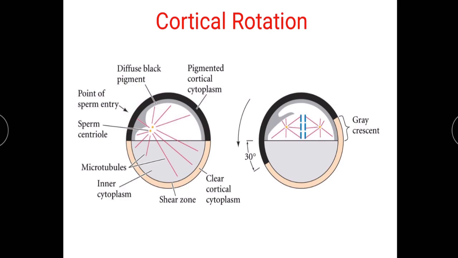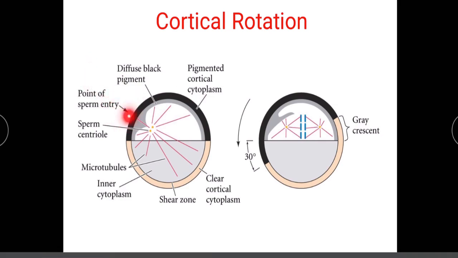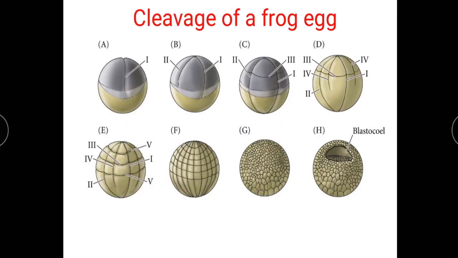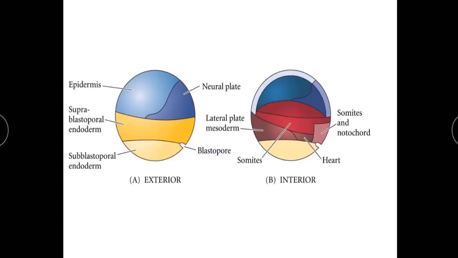Just keep in your mind that this is the sperm entry point, and from this sperm entry point the cortical rotation takes place by 30 degrees anti-clockwise. What is the significance, why it is essential, we are going to talk about it later on. So the cleavage starts, then there is formation of the morula, and then the fluid filled cavity, the blastocoel, and we call it the blastula.